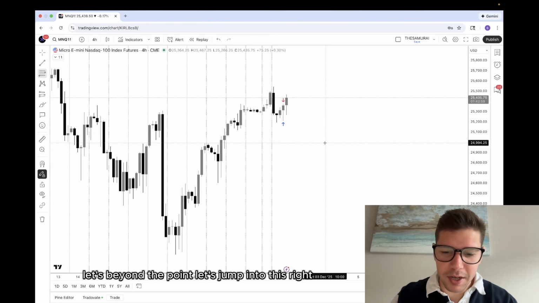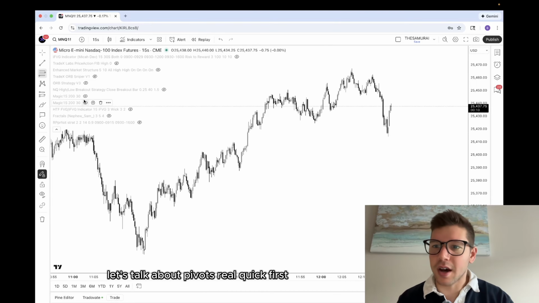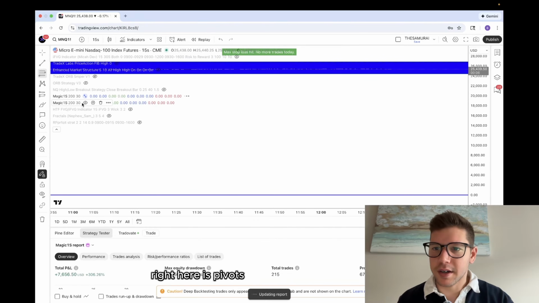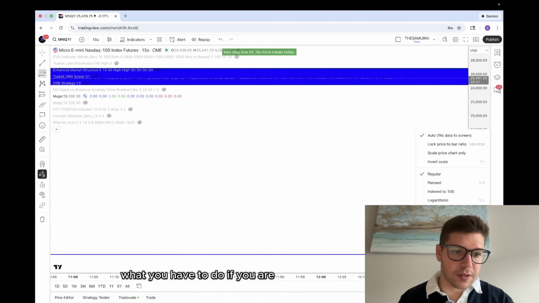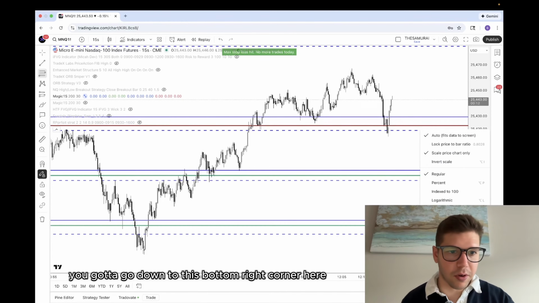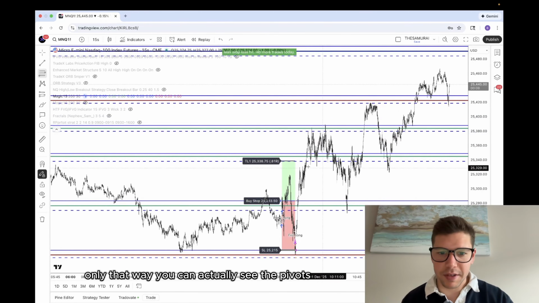Nonetheless, let's get to the point. Let's jump into this. Let's go to MNQ today and talk about pivots real quick first. Here is pivots. If you are using pivots, you have to go down to the bottom right corner here and click on scale price chart only. That way you can actually see the pivots.